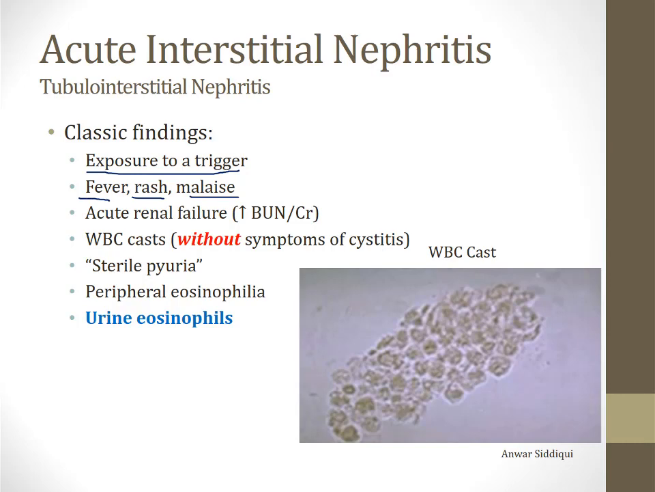On serum blood testing, you will see evidence of acute renal failure with a rise in the BUN and creatinine. When you examine the urine, you may see white blood cell casts, but importantly, you will see them without evidence of cystitis, and this is a very important point. Shown on the screen is a white blood cell cast, and I talk about these in the urinary tract infection video because they're the hallmark of a UTI, but you can also see white blood cell casts in interstitial nephritis because there are white cells involved in this process as well.